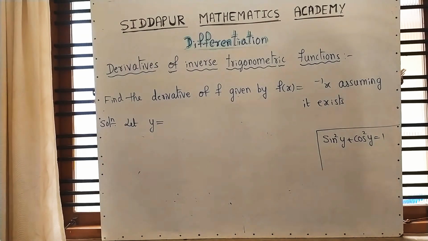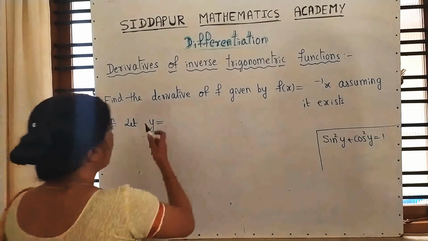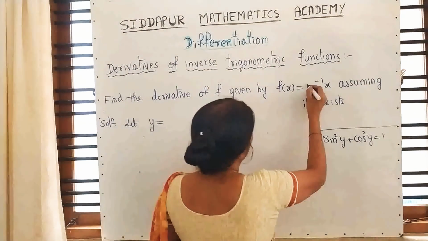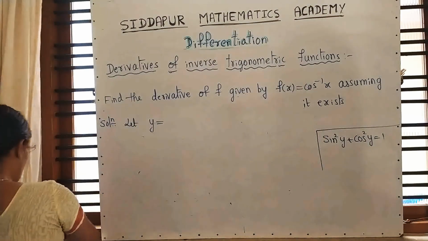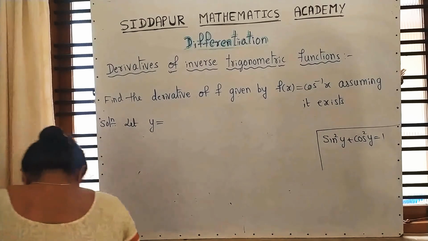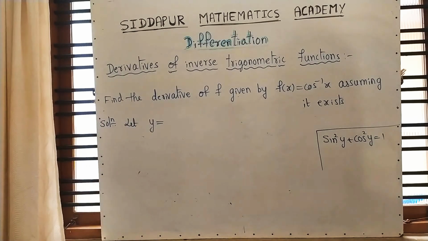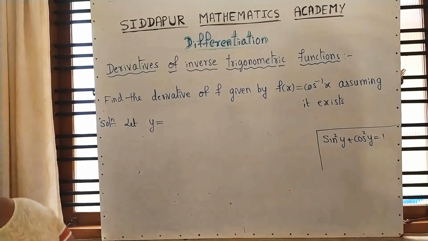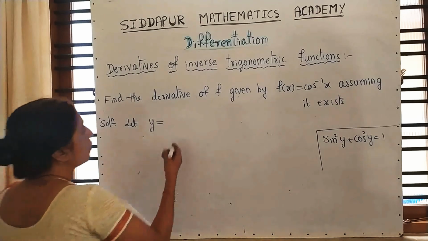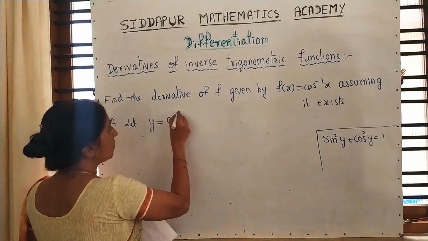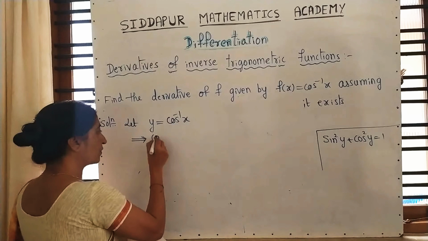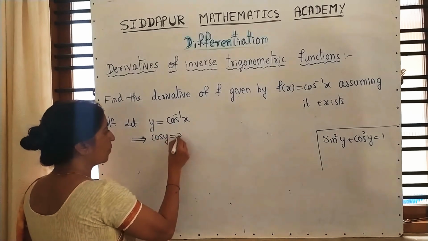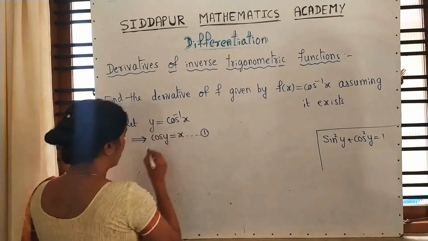Moving to the next question. Find the derivative of f given by f of x is equal to cos inverse x. Is it very simple? Yes, the problems are very simple. Let y is equal to cos inverse x, like the previous one. Take only cos inverse on this side. Cos y is equal to x, and it is equation 1.